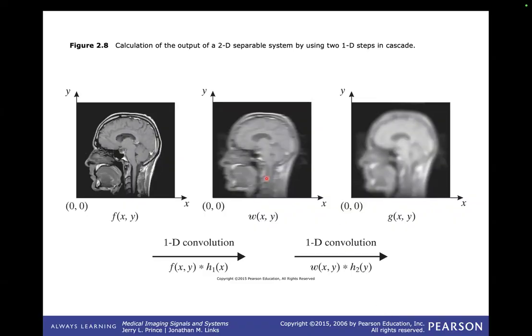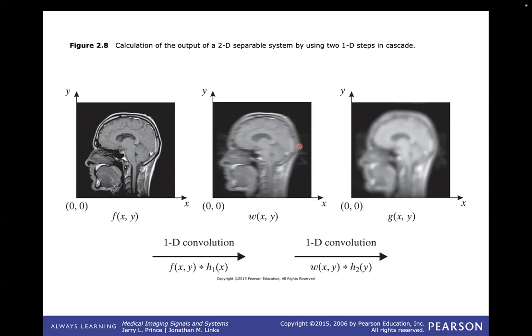We can look at that principle in pictures. If I start with an input function, this is f(x,y), and it shows fairly high detail, and I convolve this with a convolution kernel, or a point spread function, or impulse response function, in X. So I take the two-dimensional thing and perform these 1D convolutions. I get that W function here, and obviously it's blurred in the X direction.